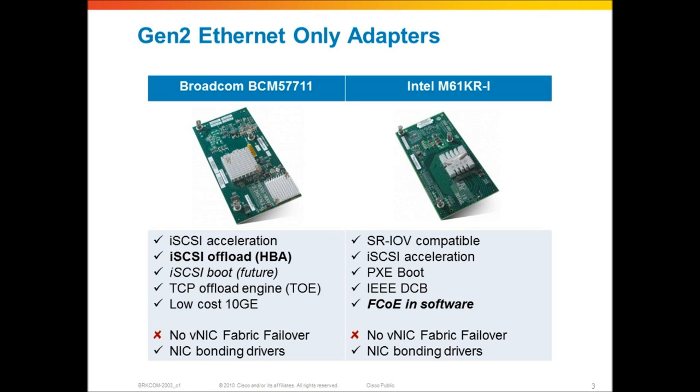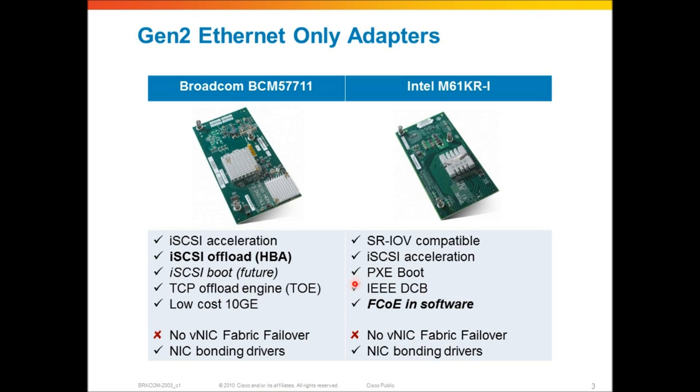The Broadcom adapter is interesting in the sense that it provides iSCSI acceleration and iSCSI offload in terms of a hardware iSCSI HBA. And potentially we can leverage that in the very near future with UCS to do iSCSI booting of servers. So that's interesting.